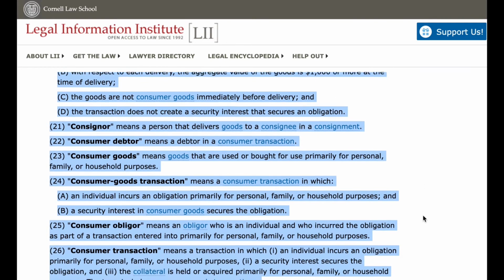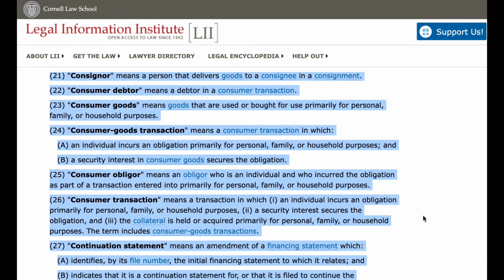21. Consignor means a person that delivers goods to a consignee in a consignment. 22. Consumer debtor means a debtor in a consumer transaction. 23. Consumer goods means goods that are used or bought for use primarily for personal, family, or household purposes. 24. Consumer goods transaction means a consumer transaction in which: a. an individual incurs an obligation primarily for personal, family, or household purposes, and b. a security interest in consumer goods secures the obligation.